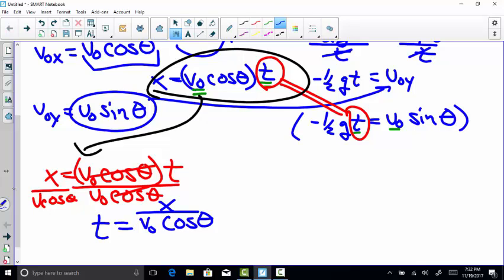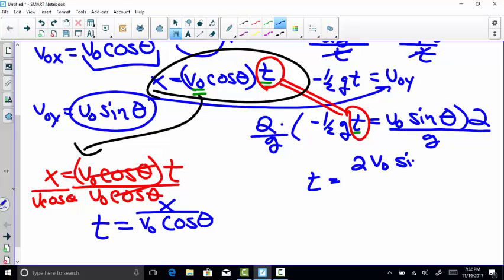Then I'm going to do the same thing with this equation right here. I'm also going to solve it for time. I'm going to multiply both sides by 2, and I'm going to divide both sides by g. So when I do that, I'm going to have time equals 2v initial sine theta divided by g.